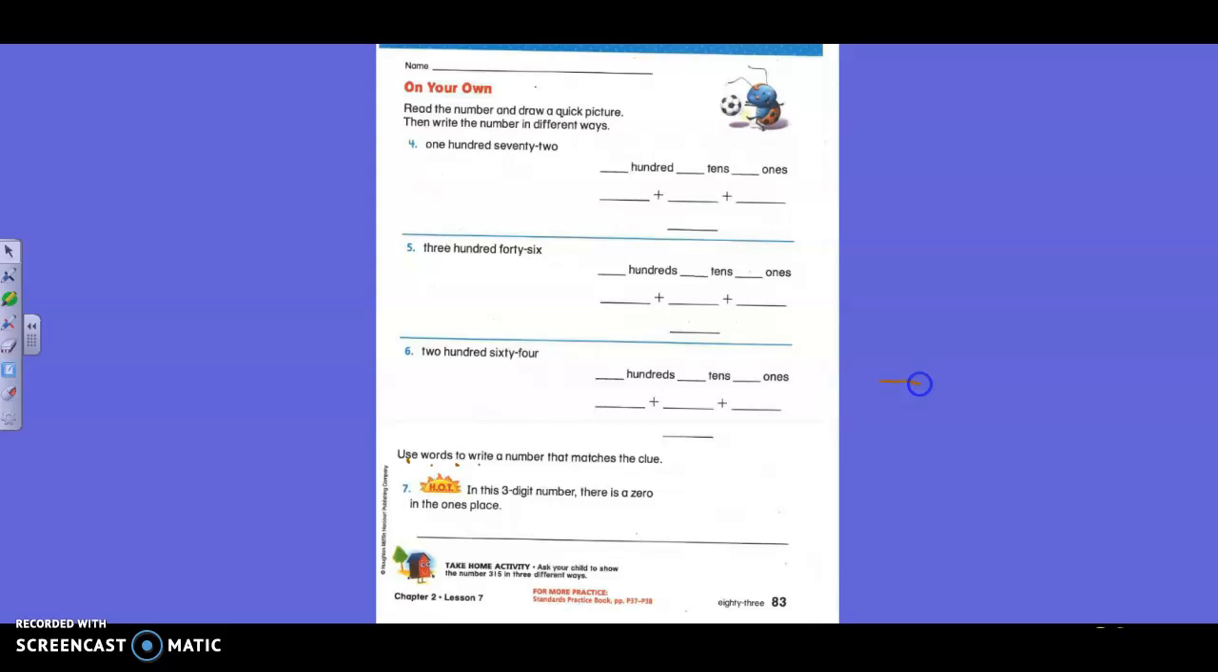So, 3 digits means this. A 0 in the ones place means this. We can make up this. Okay? We can make up the hundreds and we can make up the tens. It doesn't say anything about what we have to have.